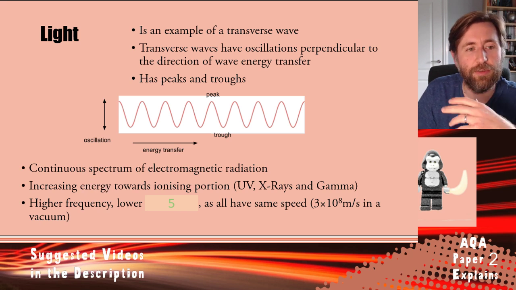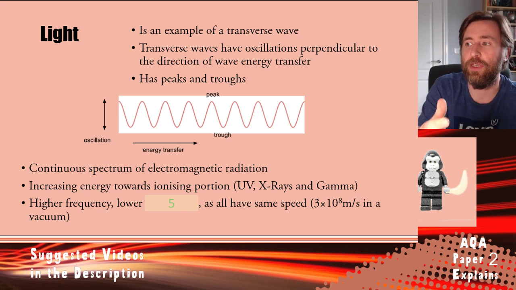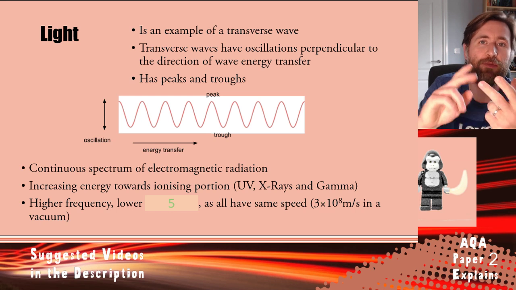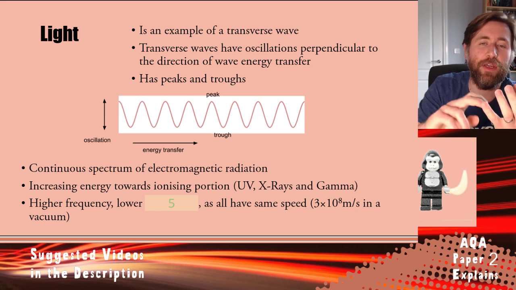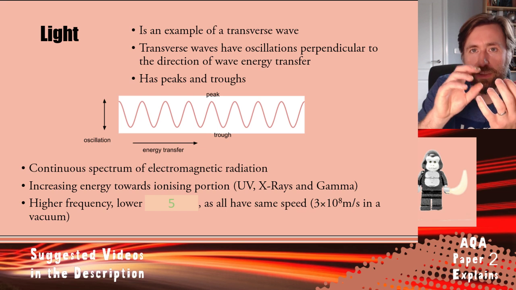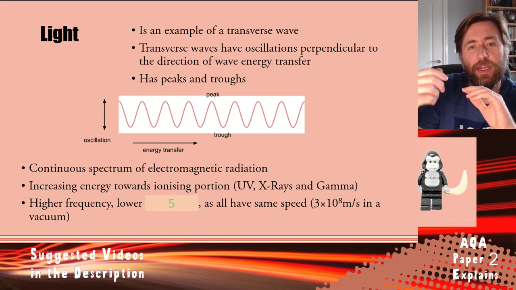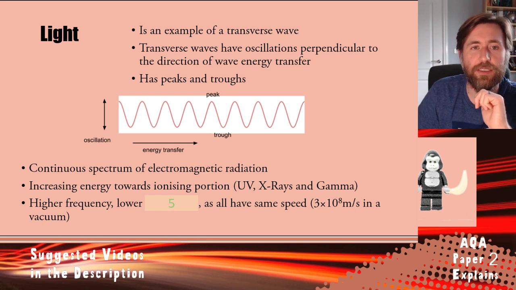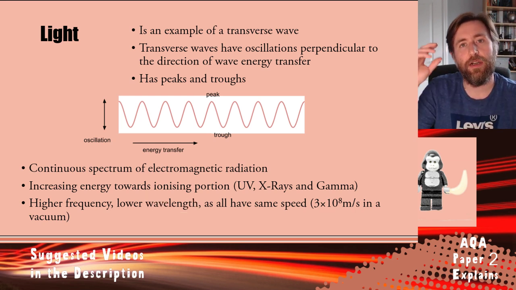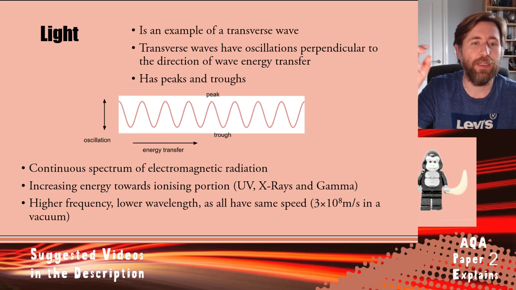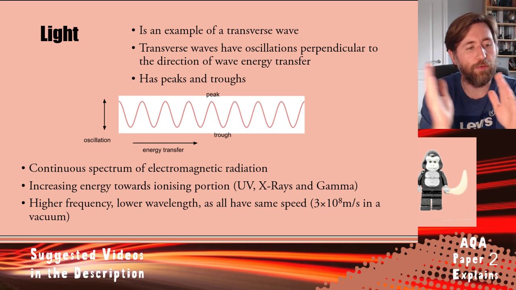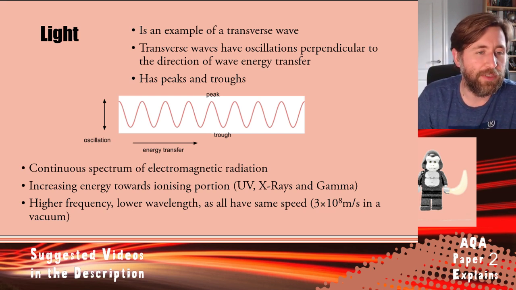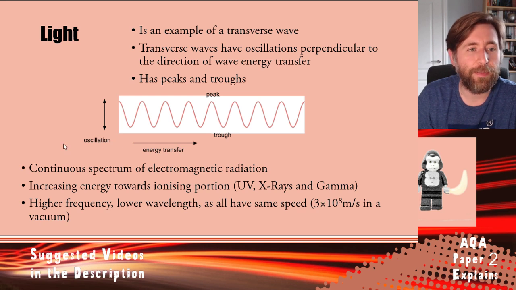So you need to make sure you remember them all in order. I don't even think I've written them on here because I presume you do. Radio waves, microwaves, infrared, red, orange, yellow, green, blue, indigo, violet, that's visible light, ultraviolet, X-rays, gamma. Higher frequency, higher energy. So gamma has the highest energy. Higher frequency, lower wavelength, highest energy. Remember, they all have 3 × 10⁸ m/s as their speed.